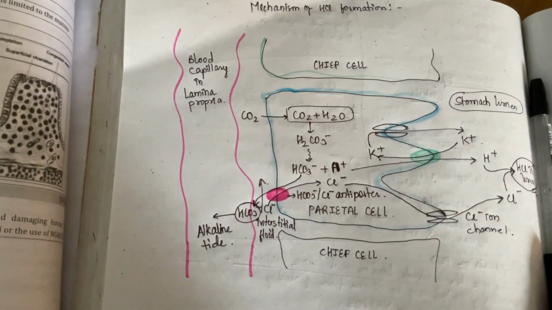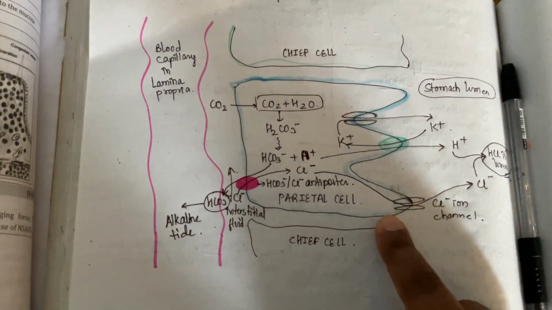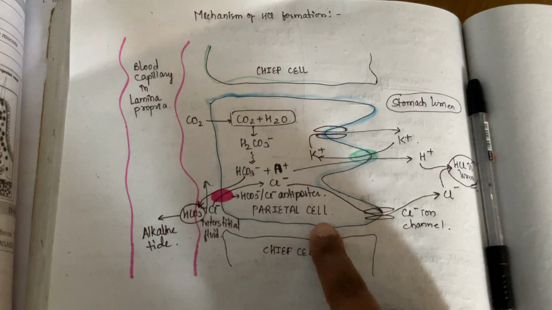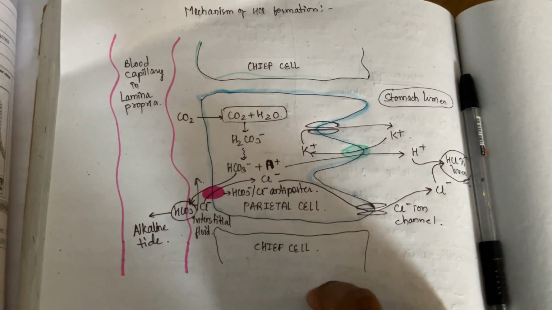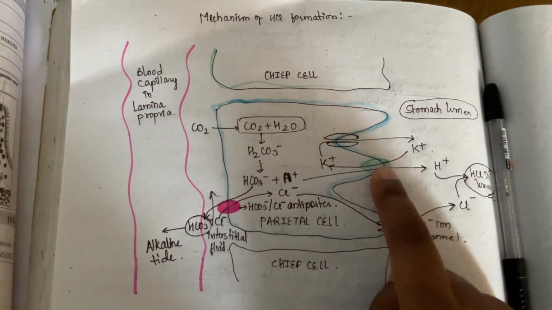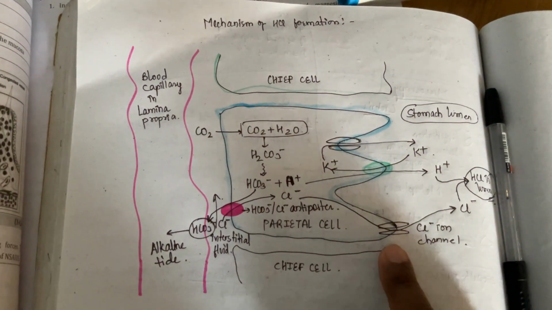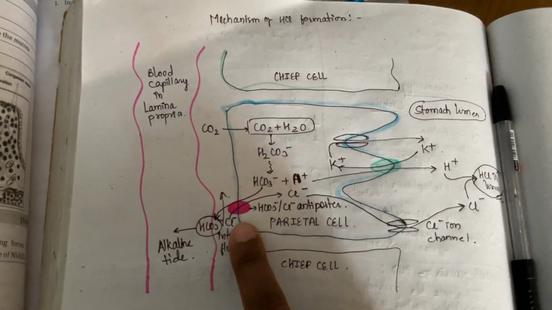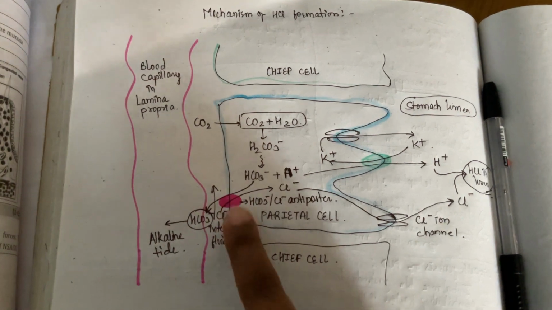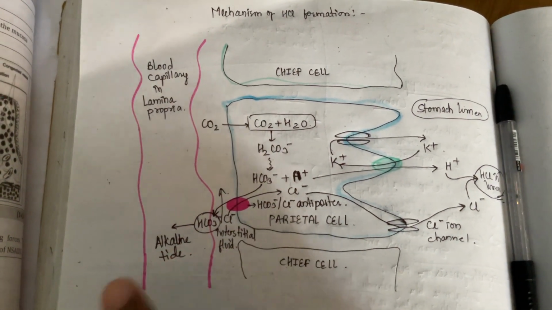So what happens is that we should know certain exchange systems that are present on the parietal cells, as we know that parietal cells are the chief site for HCl formation. So there's the presence of the potassium exchanger. We have the hydrogen potassium ATPase pump that we also call the proton pump, and then we also have the chloride ion channel, and we also have the chloride and bicarbonate antiporter. So this is the antiporter, and that's pretty much it.